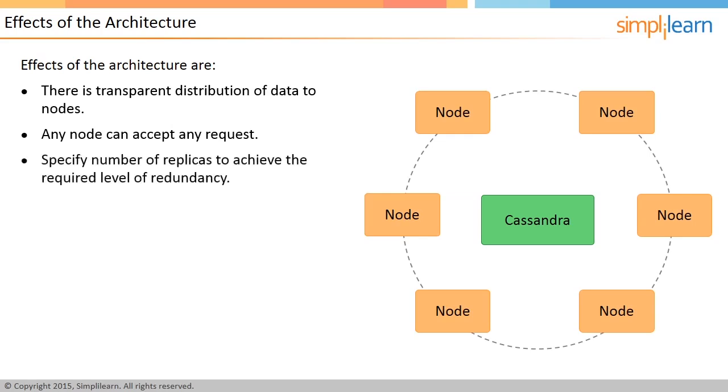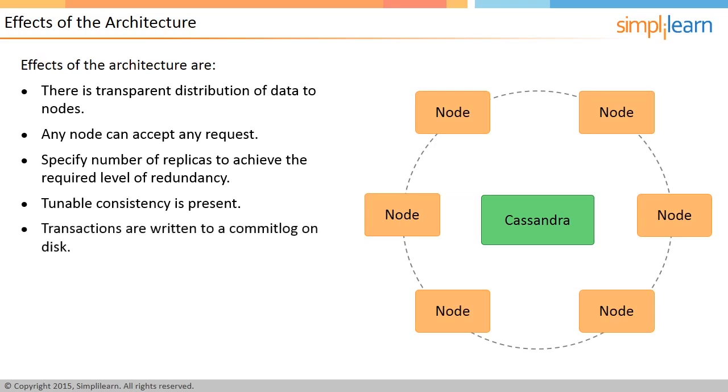You can specify the number of replicas of the data to achieve the required level of redundancy. For example, if the data is very critical, you may want to specify a replication factor of 4 or 5. If the data is not critical, you may specify just 2. It also provides tunable consistency. That is, the level of consistency can be specified as a trade-off with performance. Transactions are always written to a commit log on disk so that they are durable.